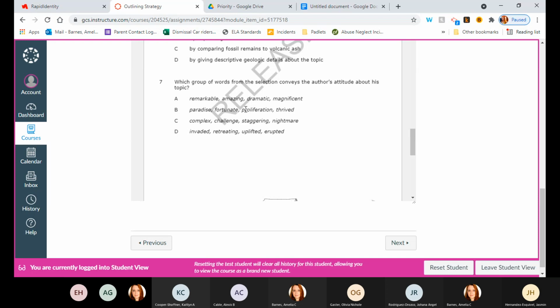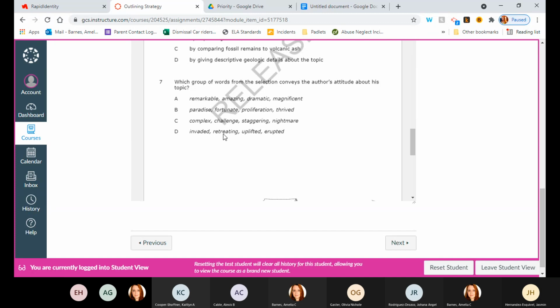B, paradise, fortune, proliferation, thrived. Do these words seem like they reflect an attitude or no? I don't think so. Okay, so let's take B out. C, complex, challenge, staggering, nightmare. Do they reflect an attitude at all? Yes. Just like a negative one. Okay, it's 2 negatives, so we want to take it out.